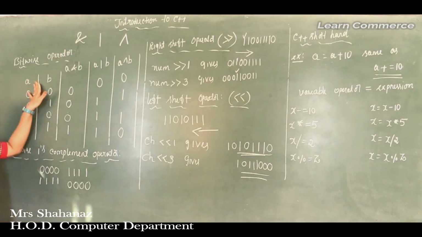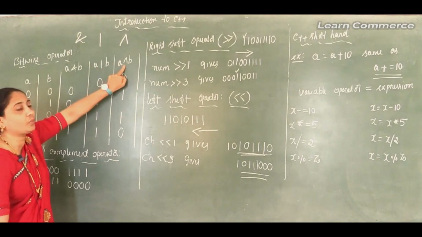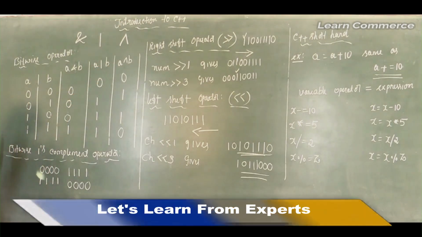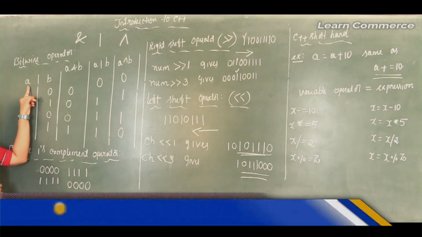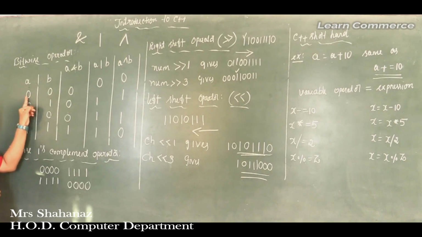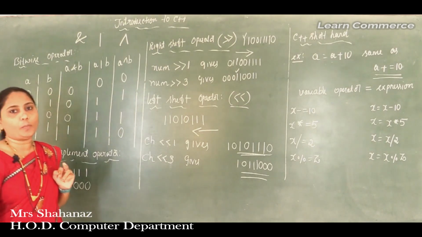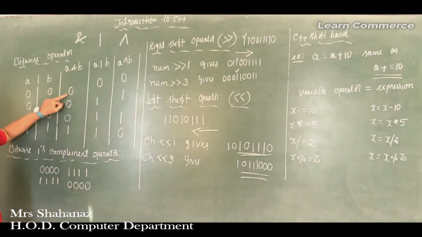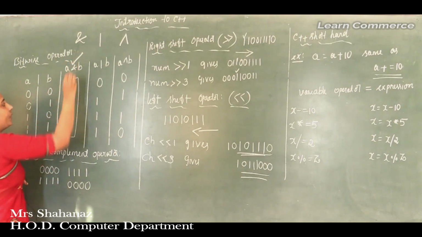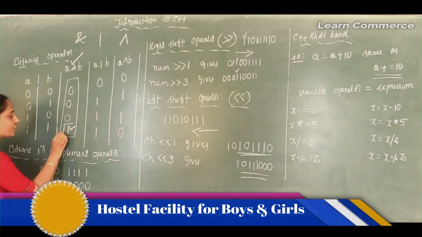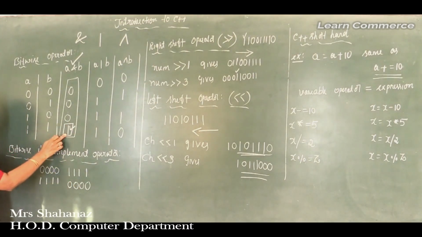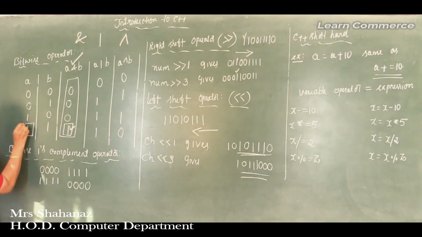Let's study the truth table for the bitwise AND, bitwise OR, and bitwise XOR operators. Before doing any operation, first we need to take some values in the variables A and B. So here I am going to take the values 0 0, 0 1, 1 0, and 1 1. Now how does the bitwise AND operator work? The bitwise AND operator gives the result as 1 if the corresponding bits in both the values are 1.